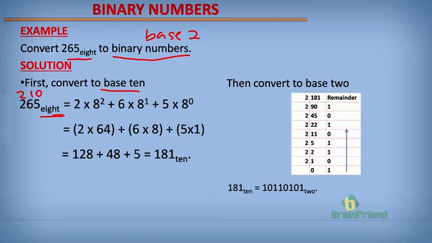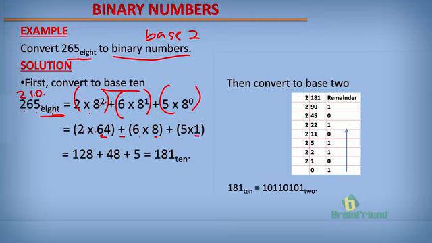So we simply multiply 2 by 8 raised to the power 2, which is what we have here. 2 times 8 raised to the power 2, and then 6 times 8 raised to the power 1, plus 5 times 8 raised to the power 0. So we can expand this. We have 2 times 8 squared, which is 64, plus 8 raised to the power 1 is 8, 6 times 8, and 8 raised to the power 0 is 1.